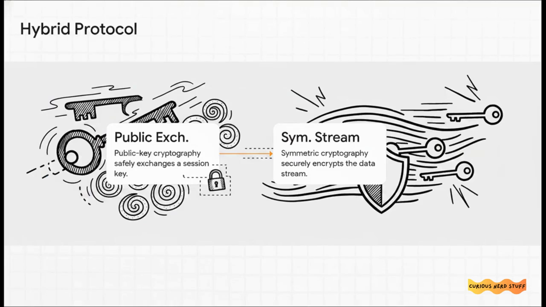So what do we do? We combine them. Modern systems like TLS, which, by the way, is the exact protocol behind that little padlock icon you see in your web browser right now, use a hybrid approach. In step 1, your computer uses the slow, secure public keys just long enough to safely swap a temporary one-time session key. Once that tiny session key is securely exchanged across our crowded internet room, they drop the slow math entirely. In step 2, they switch over completely to that blazingly fast symmetric cryptography, using that new session key to encrypt the actual massive data stream for the rest of your browsing session.